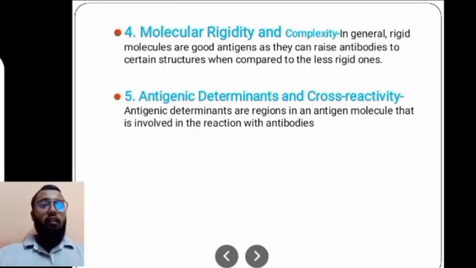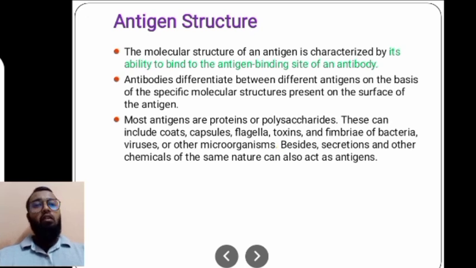Students, let's see the last point, which is antigen structures. The molecular structure of an antigen is characterized by its ability to bind the antigen binding site of an antibody. And antibodies differentiate between different antigens on the basis of the specific molecular structure present on the surface of the antigen. Most antigens are proteins or polysaccharides, as I earlier told in my slides, that they may be capsules, flagella, toxin, fimbria of bacteria, viruses, or any other thing, and these secretions act as antigens. But the structure of antigen might be different depending on the nature of the antigen, its size, and immunogenicity.